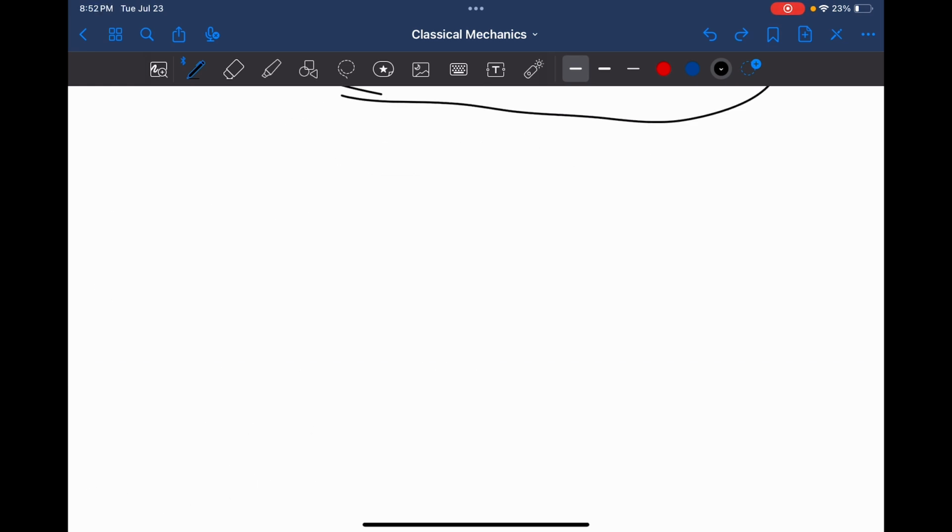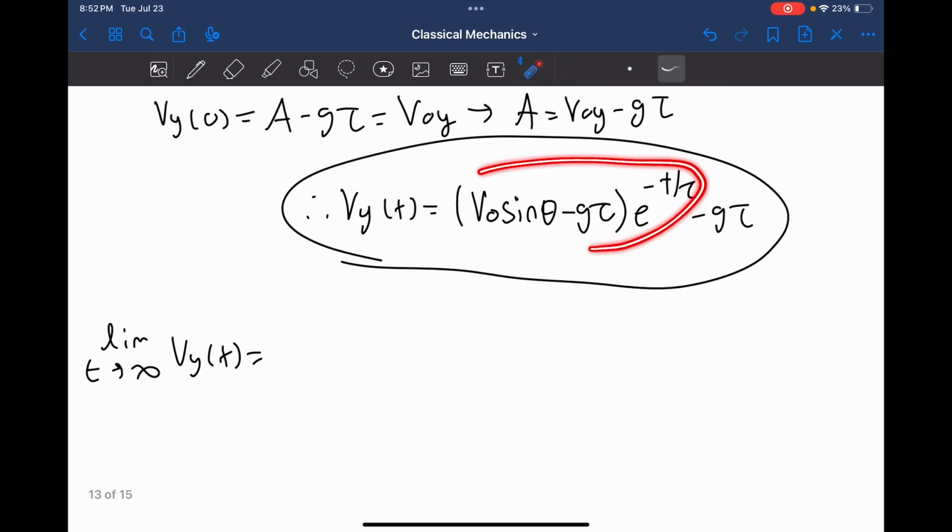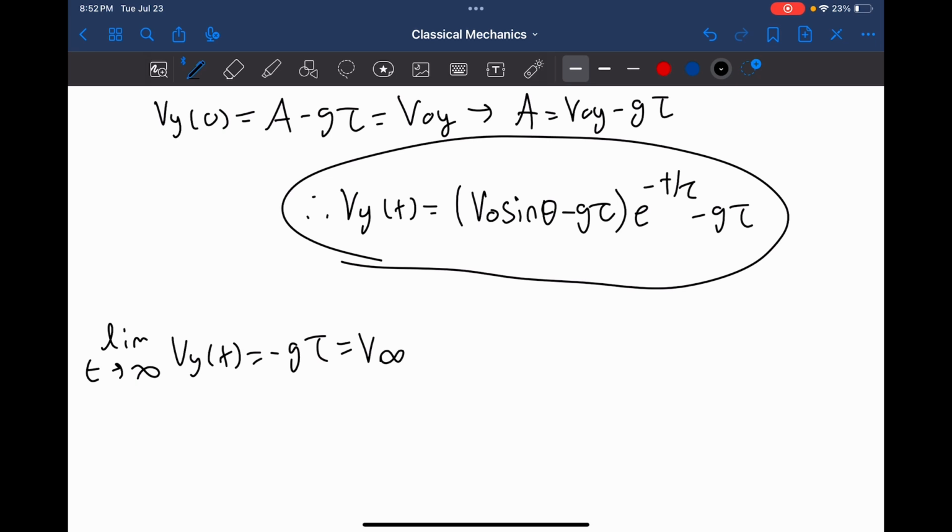Another interesting thing to look at is what happens after a long time. So the limit as time goes to infinity of vy as a function of time is going to give us what? Well, this exponential here is going to make all this go to 0. So we're going to be left with minus g tau. And in fact, we're going to call this the terminal velocity.